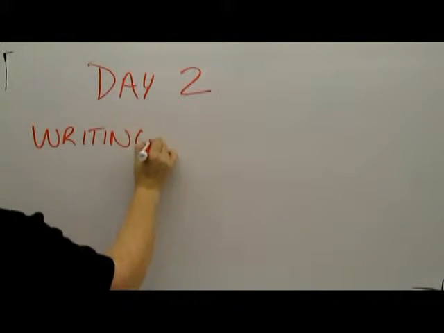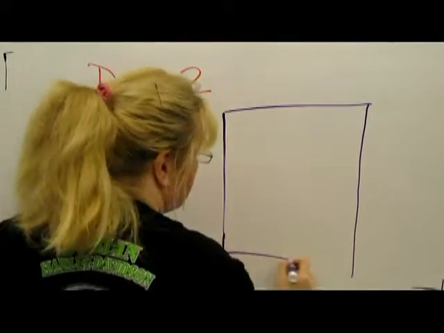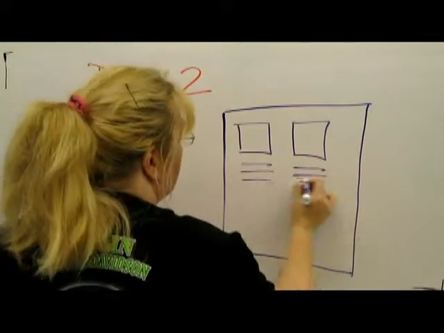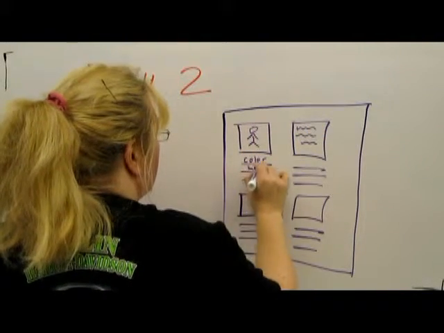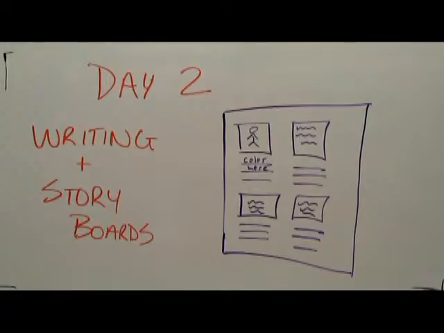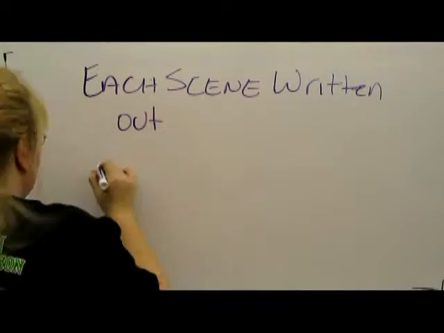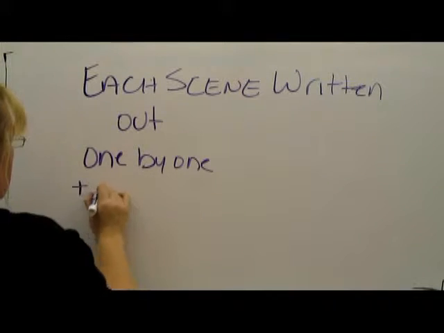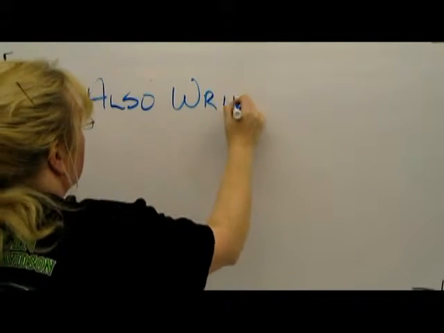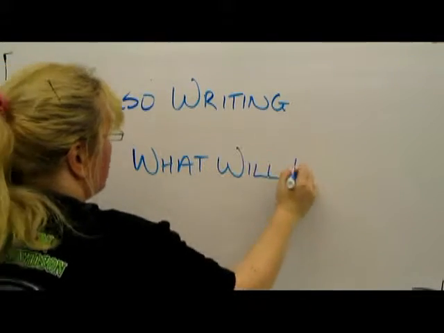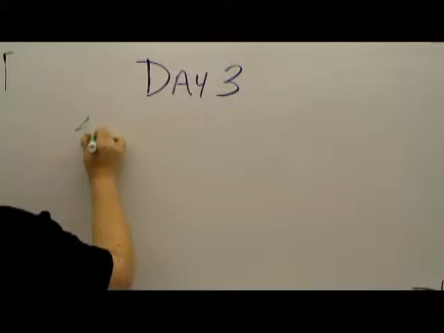Day 2 is the writing day, and the day you make storyboards. Storyboards are sheets you're going to give out to your students. As you can see, I've drawn an example here of it. On these, they're going to write each scene as it's drawn out, one by one, with what's going to be said or drawn and the color changes that are done. They're also going to be writing what will be said. This is going to be their script.